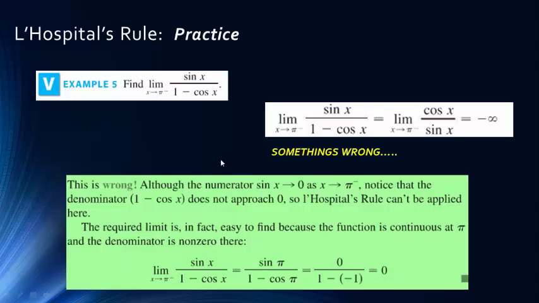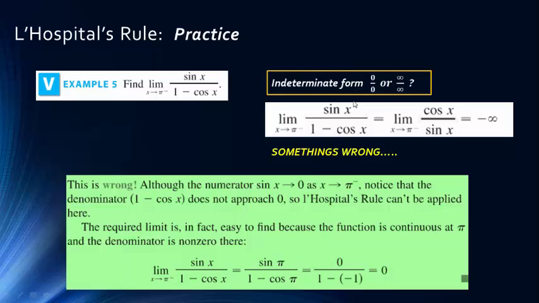So be careful here. I skipped checking the indeterminate form, and I got an answer that was incorrect because I didn't follow the rules. So that's why I showed you this problem. You must check the indeterminate form first.